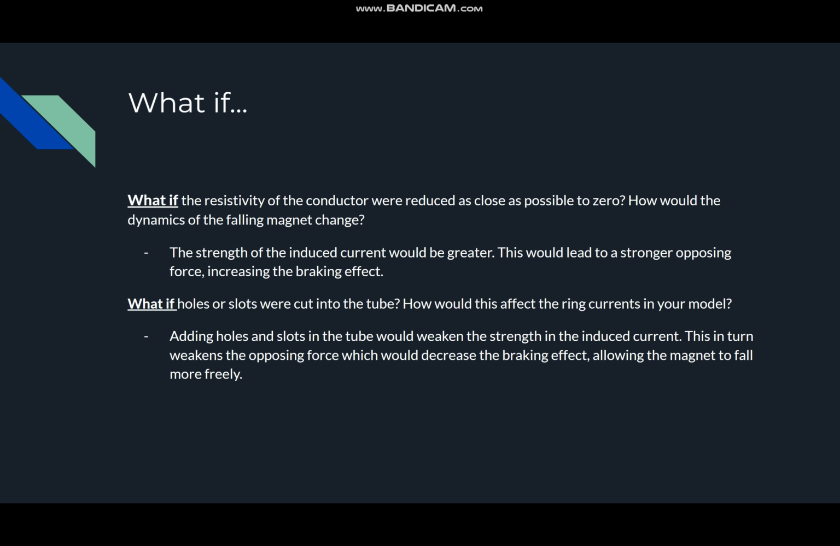And what if holes or slots were cut into the tube? How would this affect the ring currents in your model? Holes and slots would weaken the strength of the induced current. This would weaken the opposing force, which would decrease the braking effect, allowing the magnet to fall more freely.